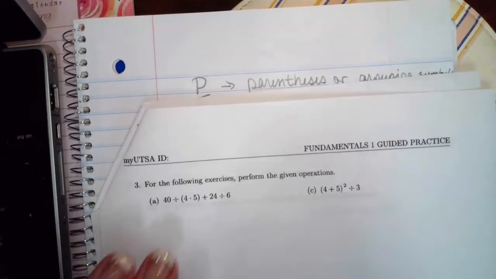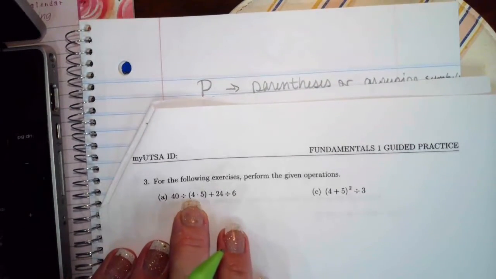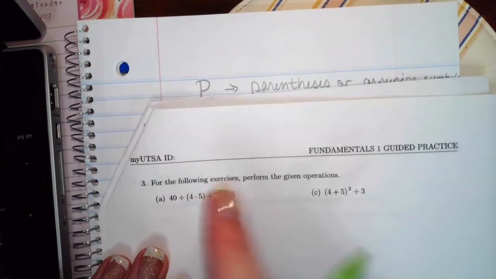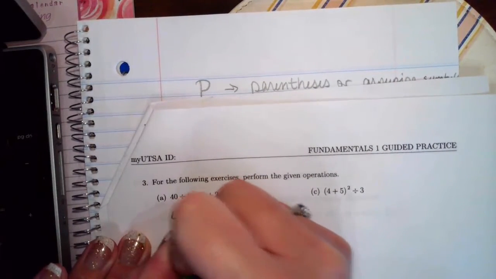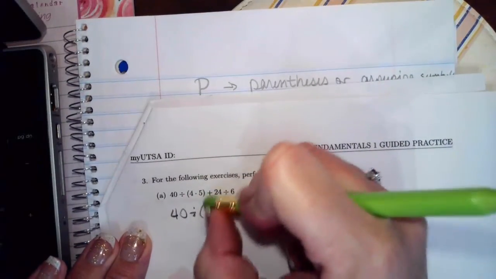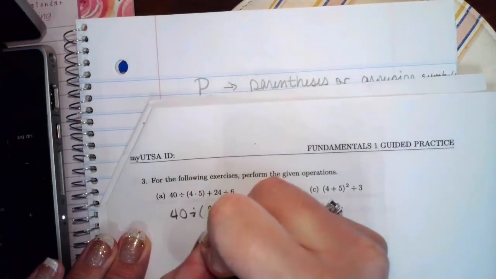So looking at this, I need to do what the parentheses say first. So that means do what's inside if there's anything to do. Then I'm going to recopy everything else. So that gives me a 9. Oops, sorry, that does not. That gives me a 20. Good heavens to Betsy.